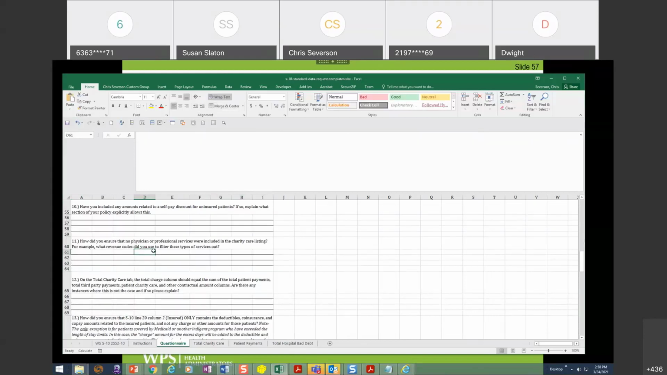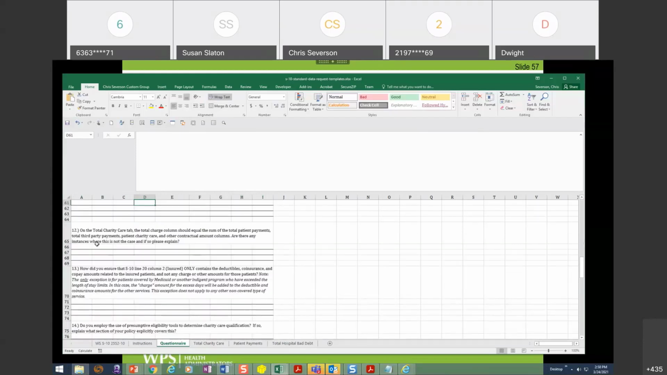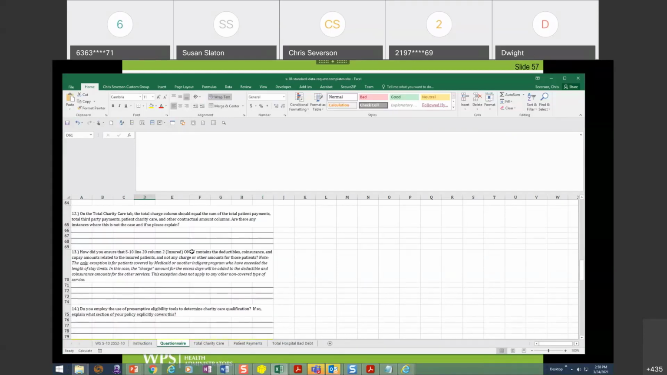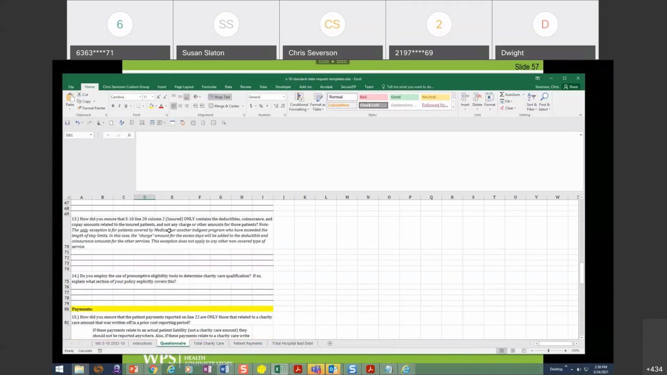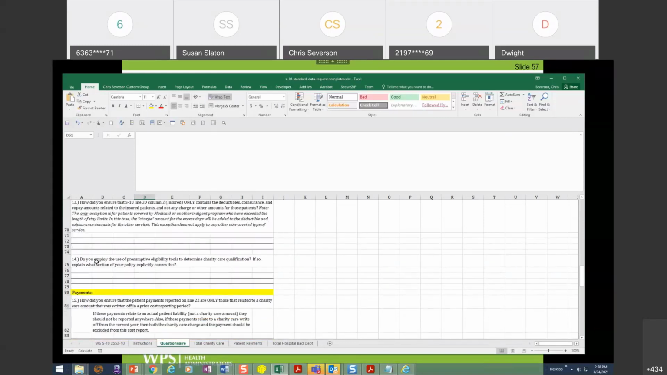Line 11, how do you ensure there are no physician or professional services? 12, this goes, when we get to the templates, this will make more sense when we add up the various columns. So we'll talk more about this in the next session. And 13 is the same basic thing there.